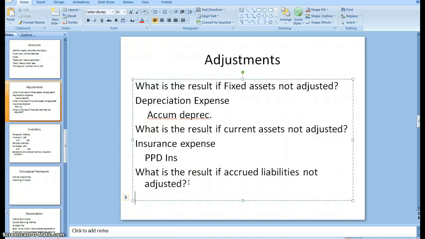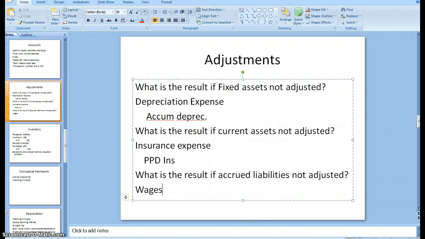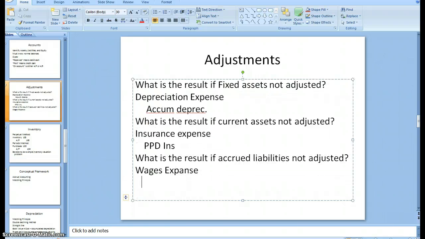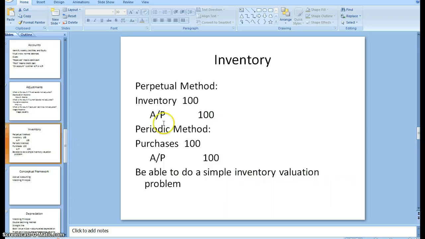How about accrued liabilities? What if they are not adjusted? That is actually wages expense, right? So an accrued liability is wages payable. And so what if we don't make this journal entry? Expenses are still going to be understated, but liabilities are going to be understated as well. Okay, so go to the journal entry, what would that be? And then from there, figure out what happens if that journal entry is not made. There's a few questions like that on the test.